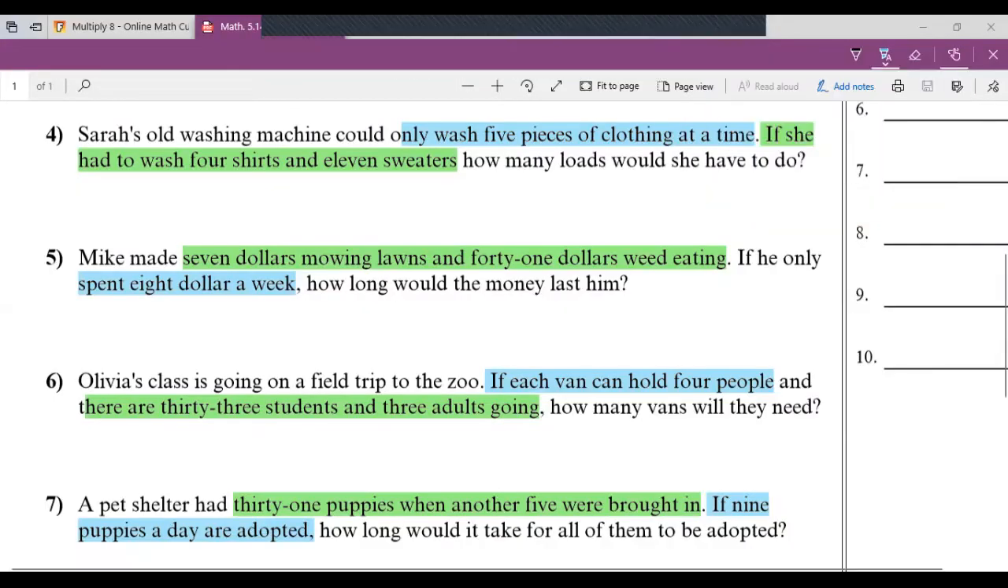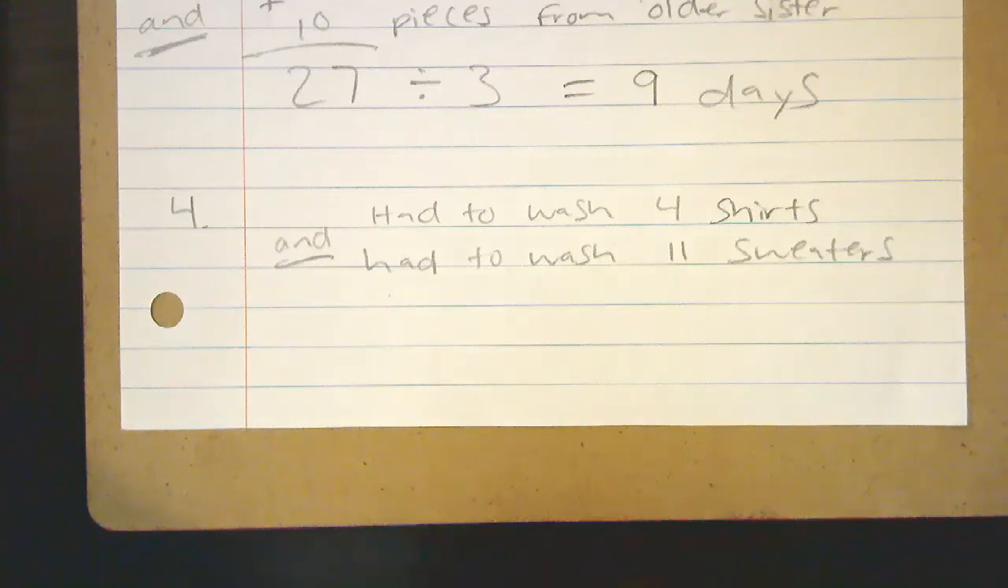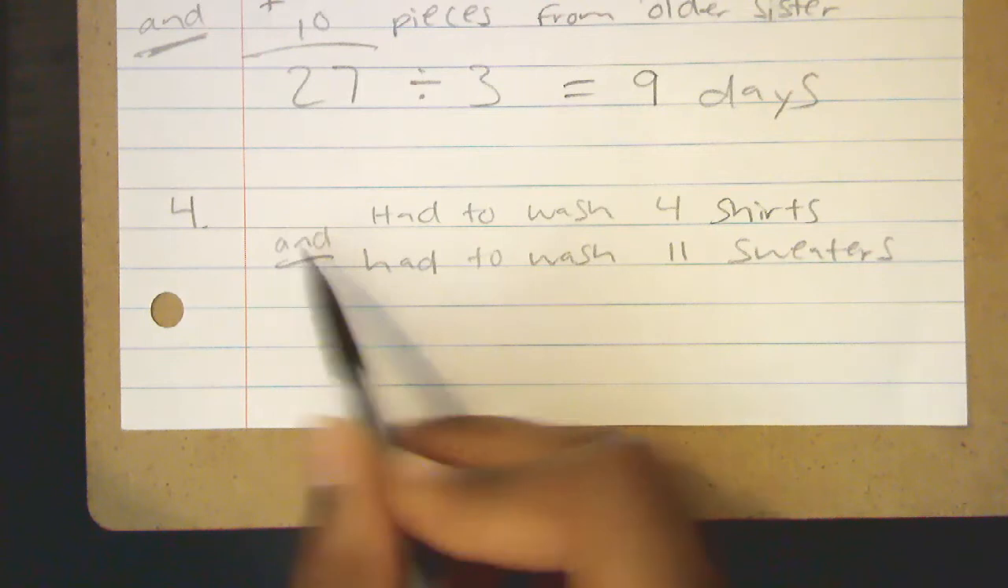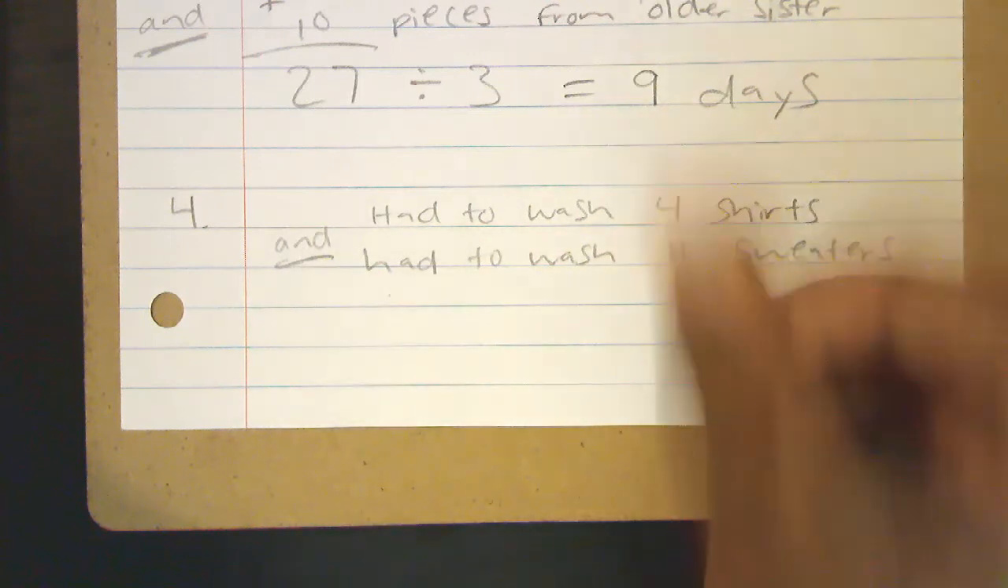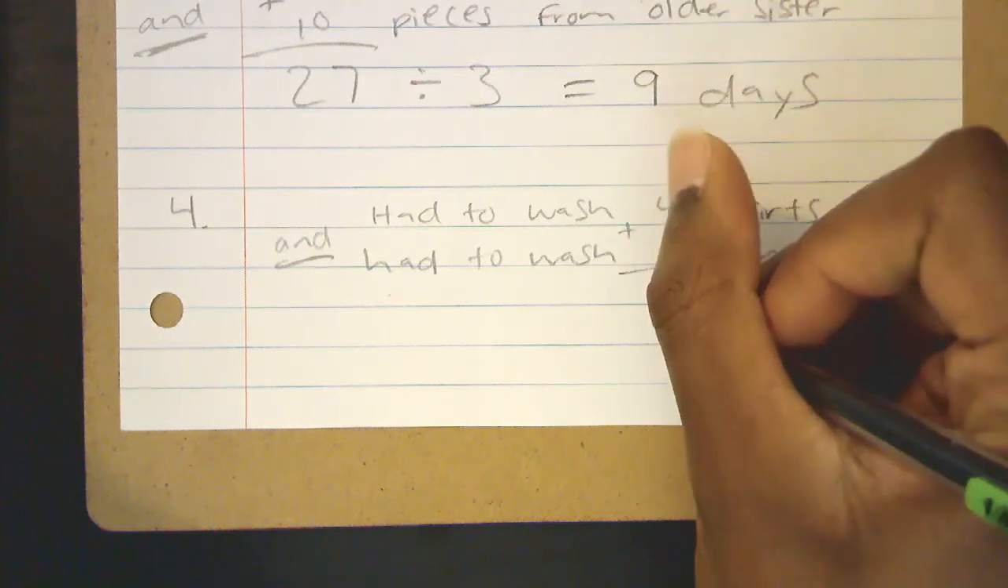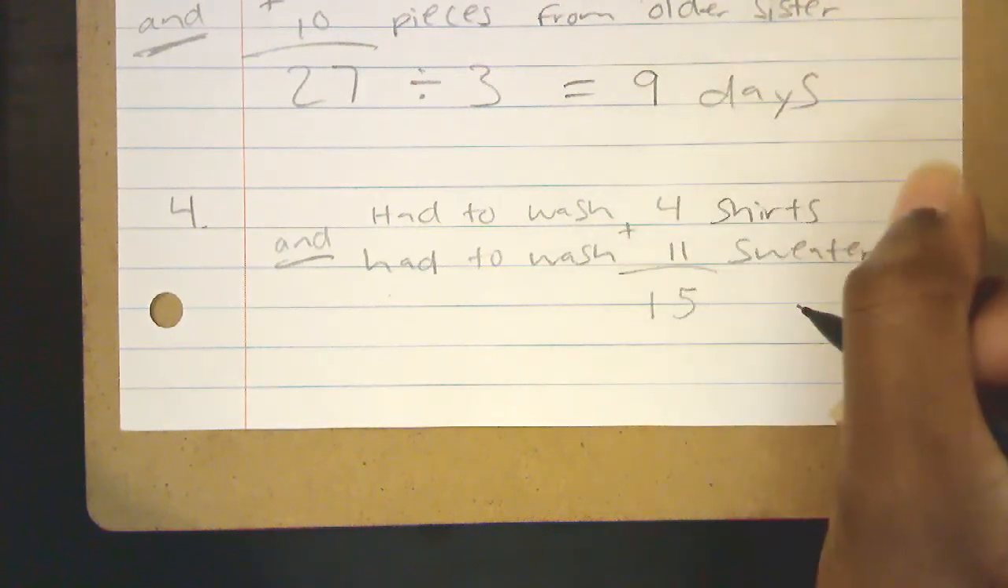Number 4, it says Sarah's old washing machine could only wash 5 pieces of clothing at a time. If she had to wash 4 shirts and 11 sweaters, how many loads would she have to do? All right, so it said she had to wash 4 shirts and, remember that keyword "and," had to wash 11 sweaters. So what we're going to do is add 11 plus 4. When we do 11 plus 4, we're going to get 15.